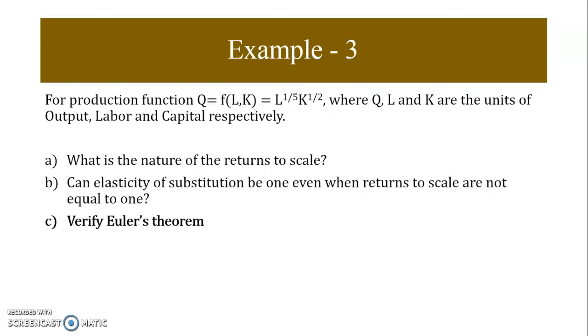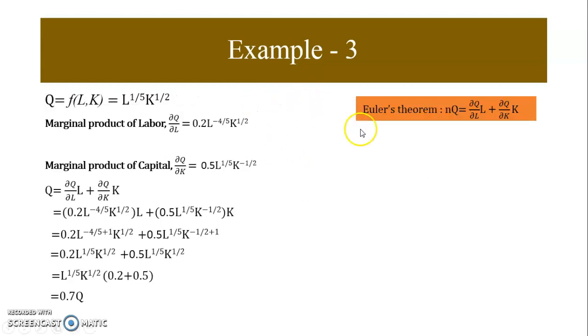Now the third important part is that you have to verify Euler's theorem, and the Euler's theorem is this. If you're finding any difficulty in remembering this, then please watch the video which I have created specifically for Euler's theorem. This is the theorem that you have to learn. In this case, we have already calculated MPL and MPK. We'll simply substitute the values here, and 0.2 will be as it is.